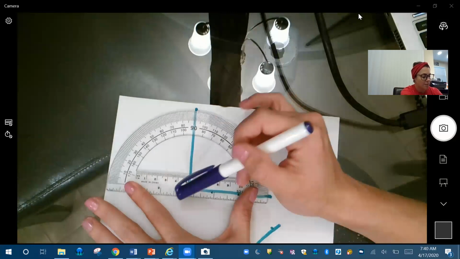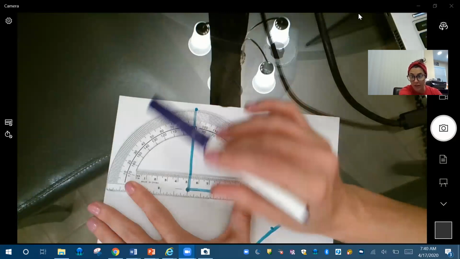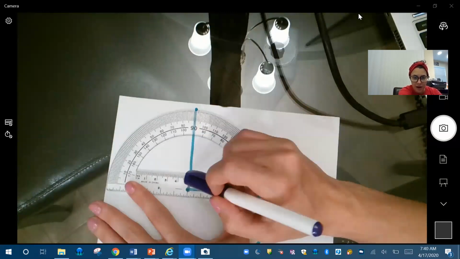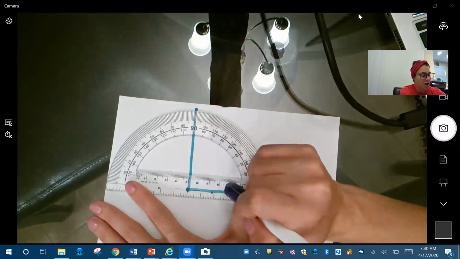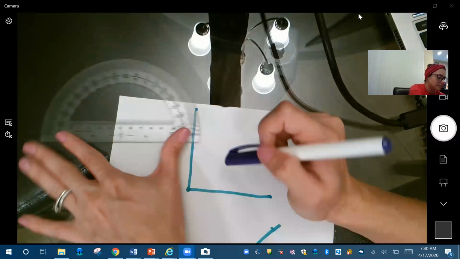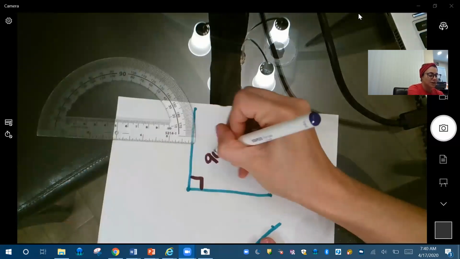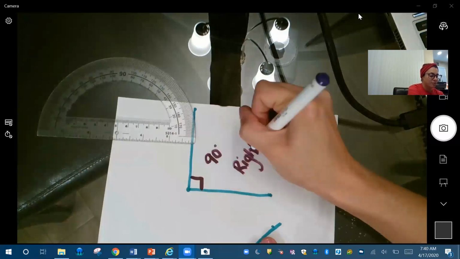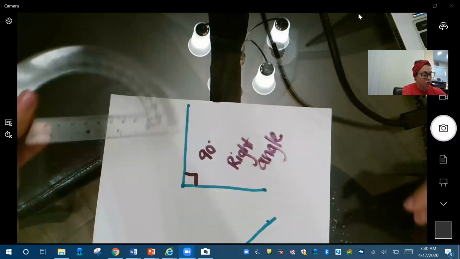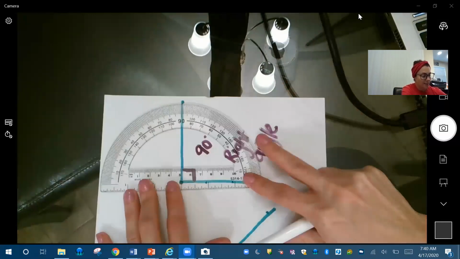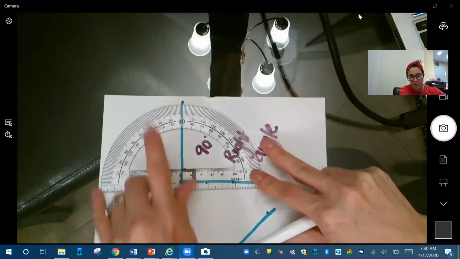And if I look, I'm going to see that my line is going across, and I read this top line to see what angle it lands on. And if I follow it up, oh, I can see it lands at the 90. So it is a 90-degree angle, which means I can put my little square there. It is 90 degrees, which means it is a right angle. Notice I used that protractor. I lined up the circle to the corner. I made sure it was perfectly straight. And then I read the number at the top.